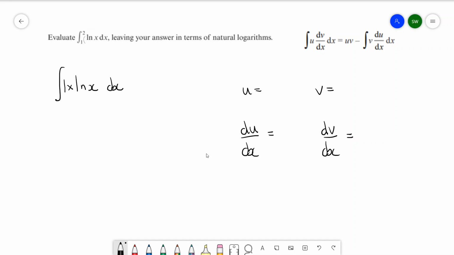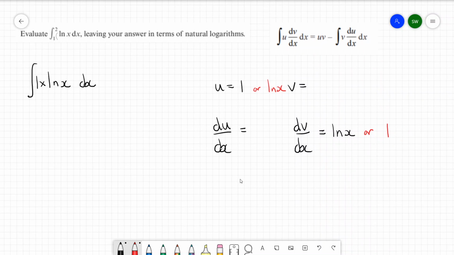So our terms are 1 and log x, so we could have either u equals 1, and in that case dv by dx would be log x, or the other option would be to have u as log x, and in that case dv by dx would be equal to 1. Now it's quite clear which way around this has to be.